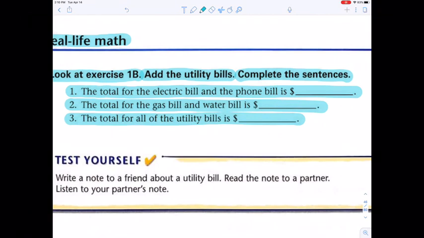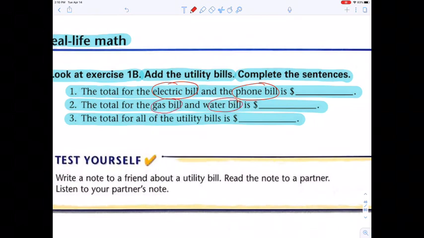So this is your little test or challenge, your homework for today. Go back to the video from Monday, take a look at that exercise 1B, add the utility bills, and find the correct amount of money. So the first one is electric bill plus phone bill together, how much money? The second one is gas bill and water bill together, how much money? And then the total for all of the utility bills, all the bills on that exercise 1B, and find the number. How much money did it cost?